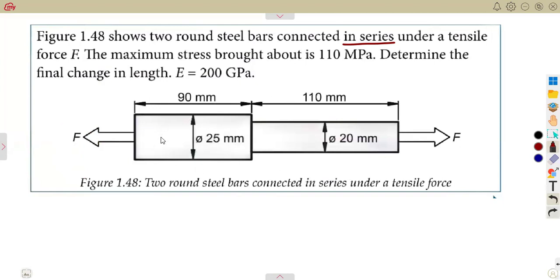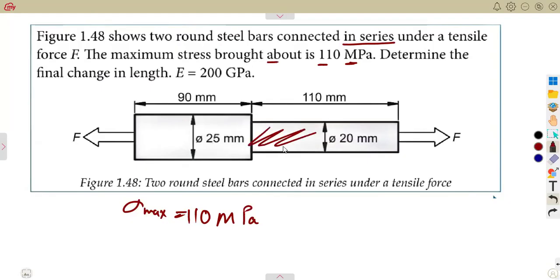Under a tensile force F, the maximum stress brought about is 110 megapascal. If the maximum stress is given as 110 megapascal, where is it actually happening? The maximum stress occurs on the section of the bar that has the smallest cross-sectional area.